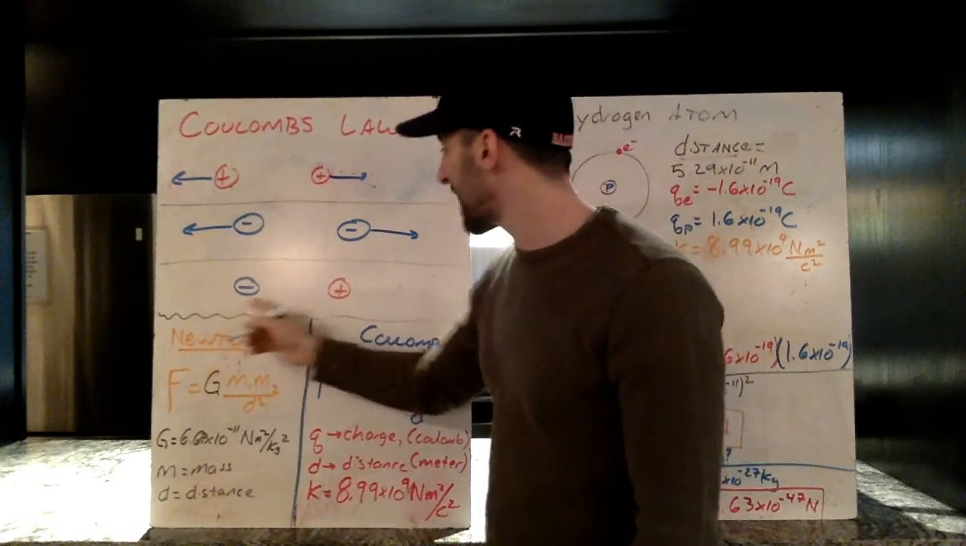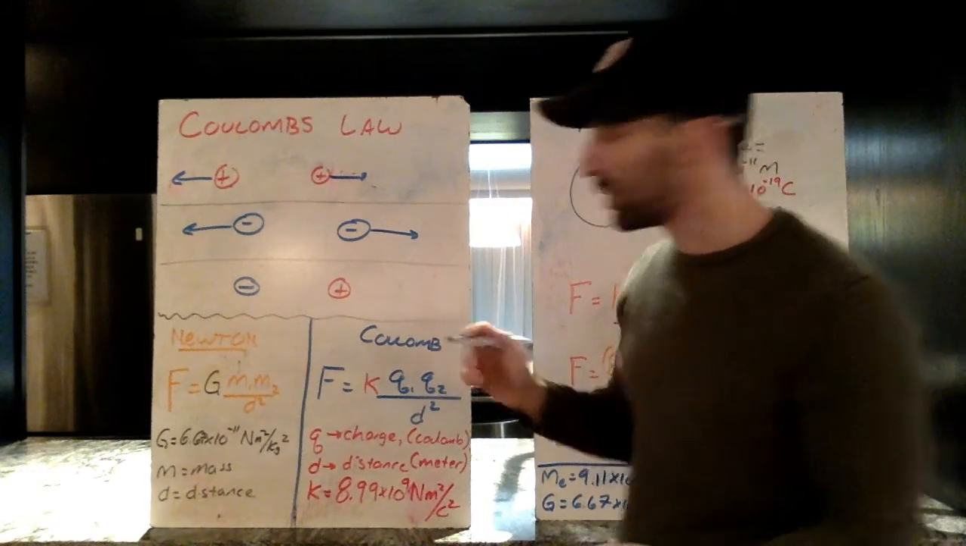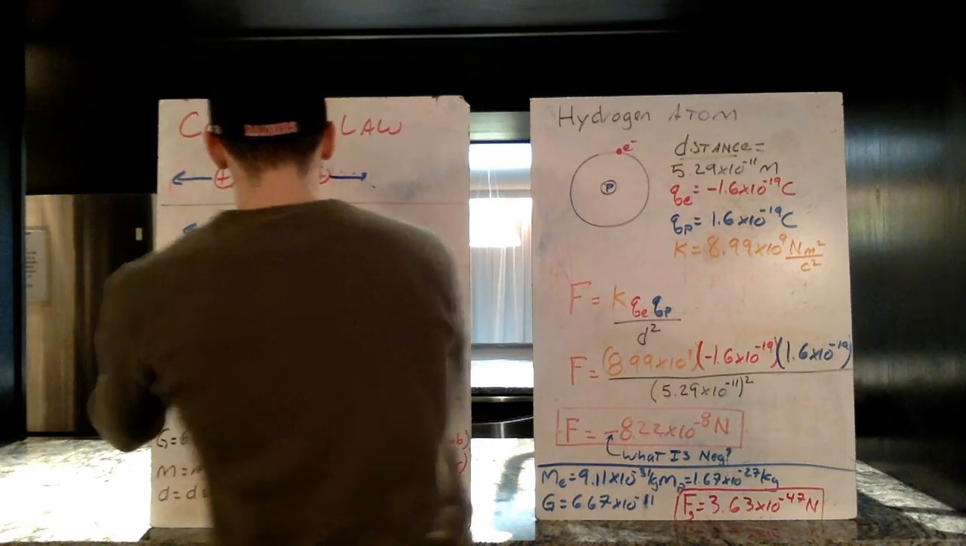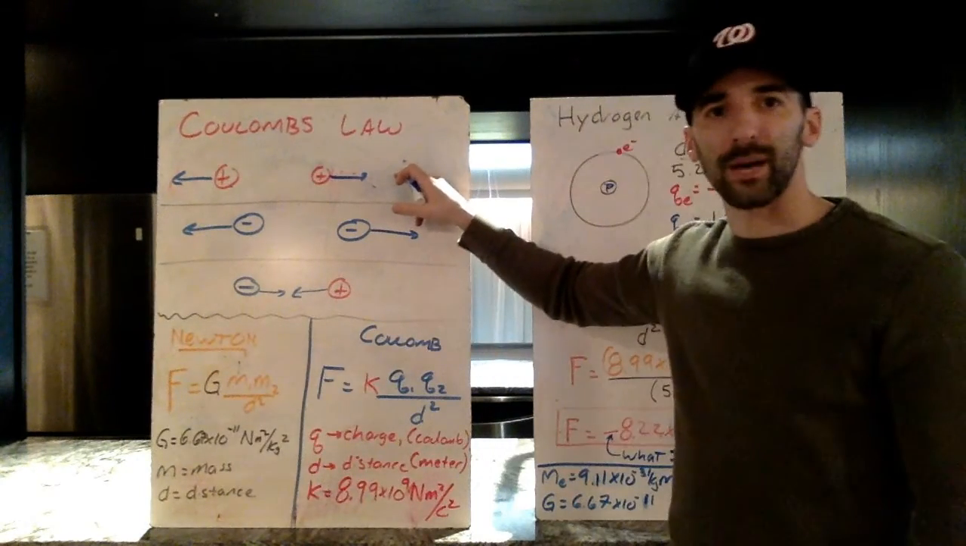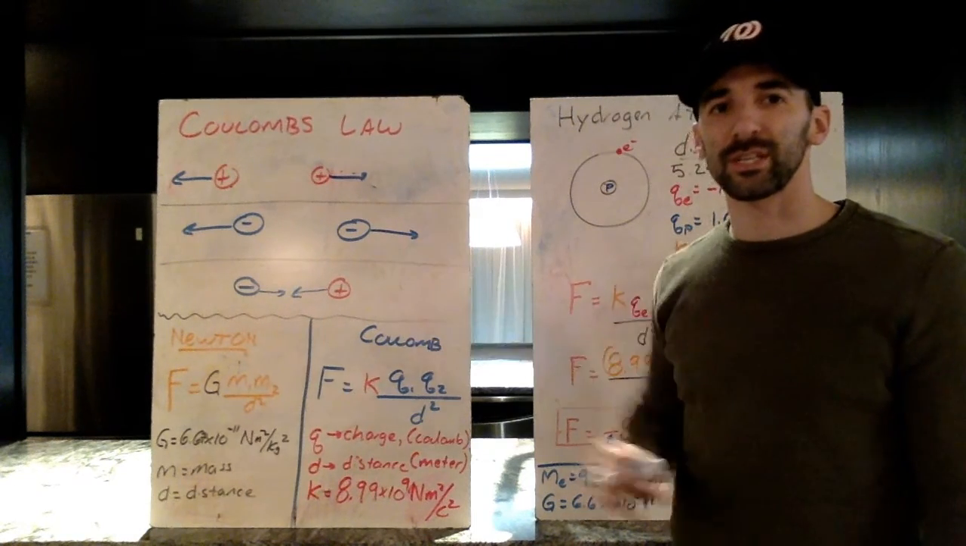Last, I have a negative and a positive. What will a negative charge and a positive charge do? Those 2 objects will attract. Because we've learned that like charged objects repel, opposite charged objects attract.